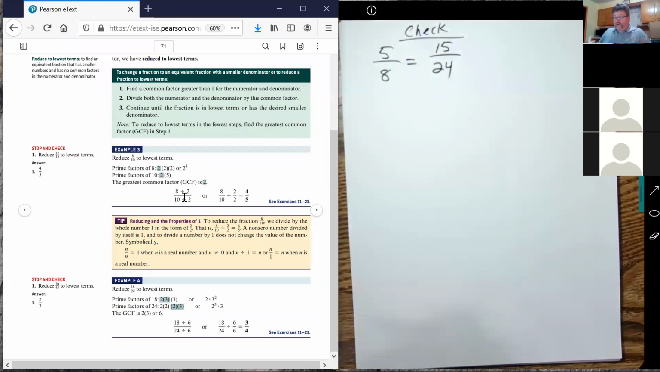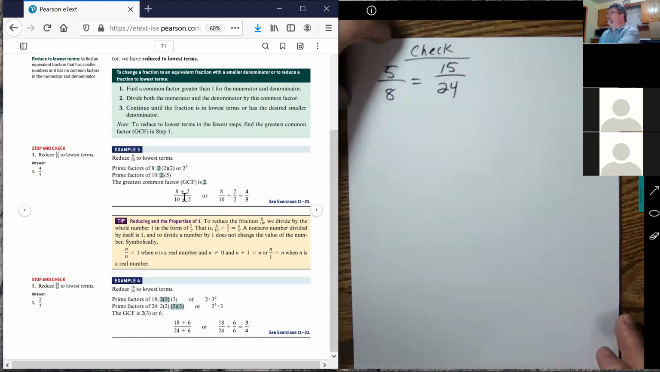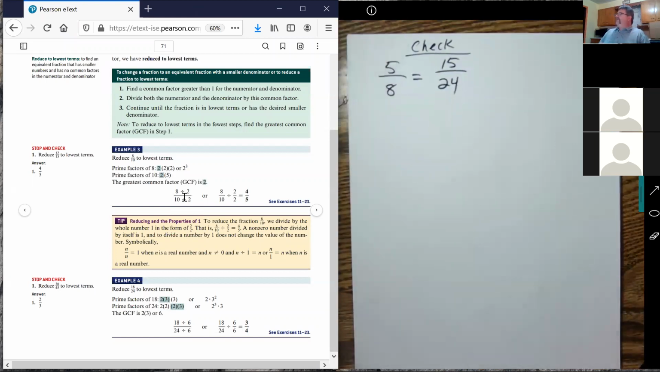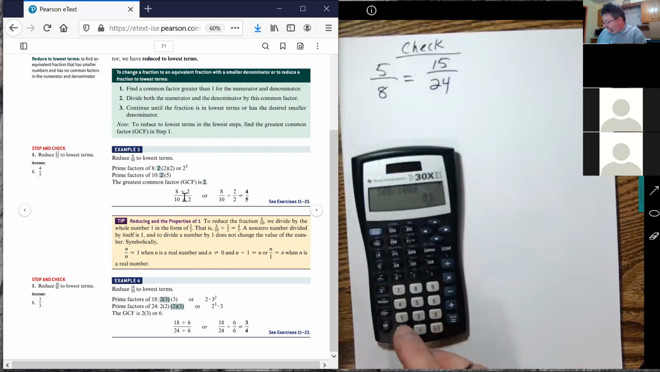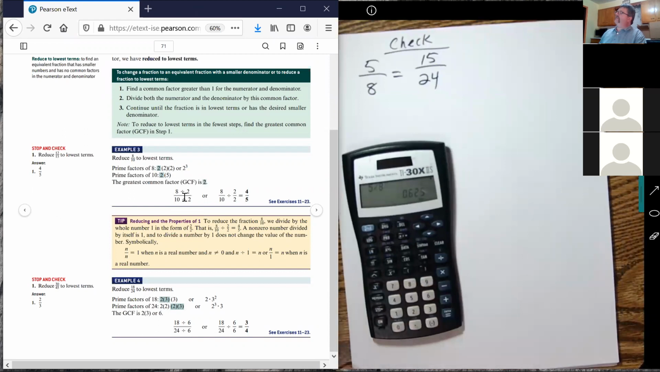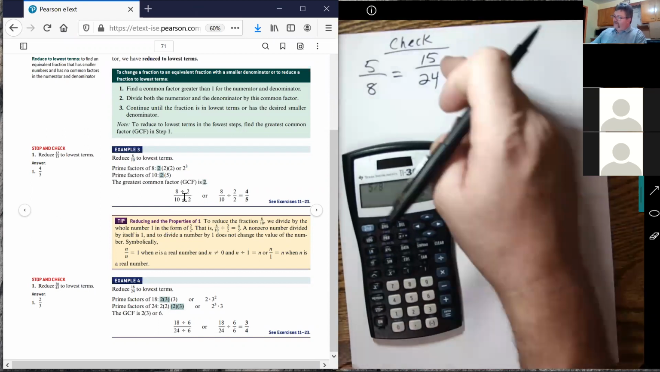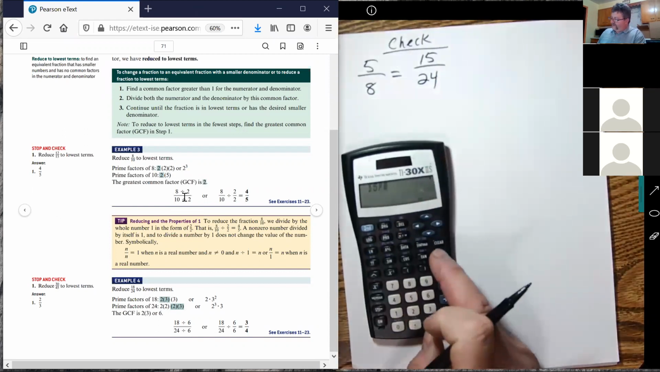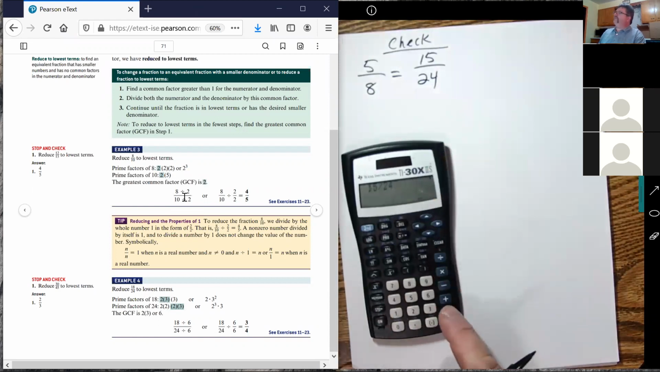Of course, you can always check your answer when you're doing these too. There's a couple ways to check, 3 ways really. Number one, a fraction is a division problem. We can take good old 5 divided by 8. It's going to be some decimal, 0.625. I better get the same decimal when I take 15 divided by 24. Otherwise, they're not equal. And I did, 0.625. So that's one way of checking.